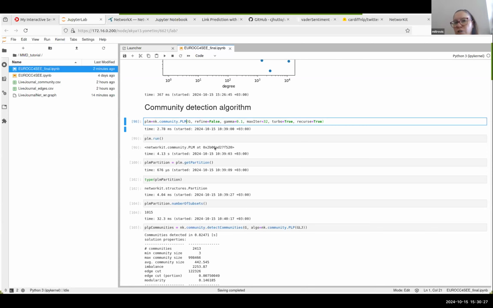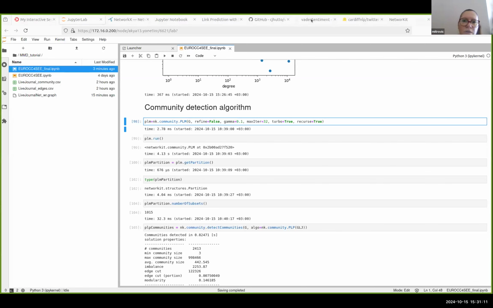We can run it on our largest connected component, or on the whole network. Here you can use different kinds of parameters that will allow you to use the most optimal approach for this. Gamma is actually a resolution, how different your communities should be. Here, gamma is 0.1. That's a relatively low resolution, but it takes a little bit of time for this algorithm to actually calculate the community structure.